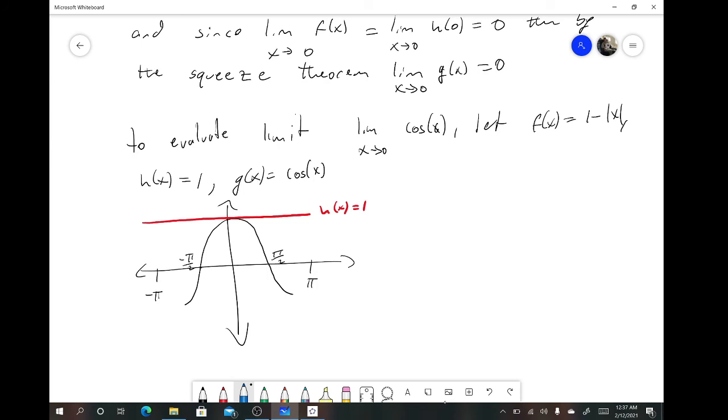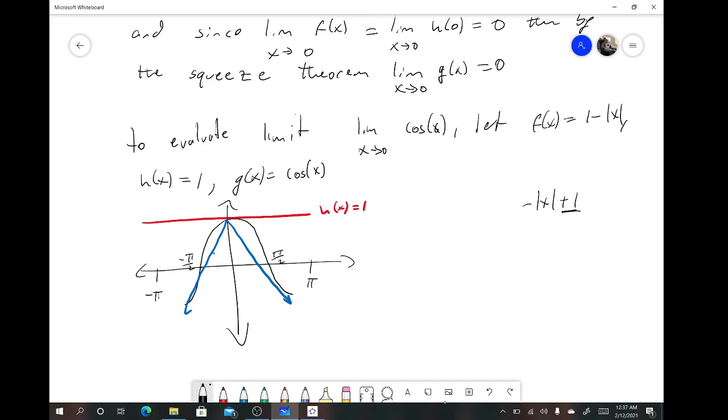And then we have the other function, which is the absolute value of 1 minus x. If you have the absolute value of 1 minus x, it's the same thing if I rewrite it as minus the absolute value of x plus 1, which just means that I'm shifting this up 1 and reflecting it about the x-axis. So it's going to be looking like this. Obviously not to scale, but you can see that the cosine wave is trapped between the blue line and the red line.